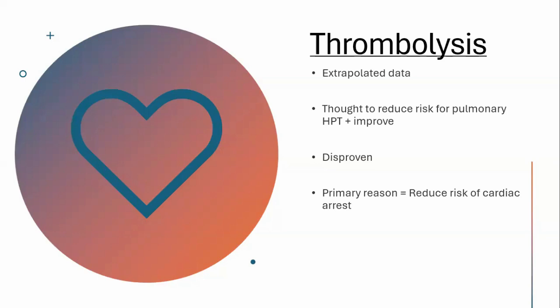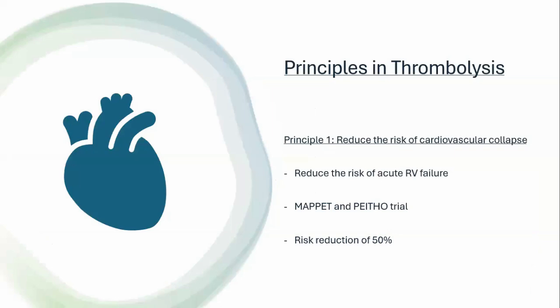Initially we thought that if you give a patient thrombolytic in a PE, you will reduce their risk of chronic thromboembolic events and pulmonary hypertension, with essentially improved long-term outcome. This has been disproven by the PEITHO trial. The primary reason for giving thrombolytics in PE is to reduce the risk of sudden cardiac arrest. And they describe three principles in the literature.